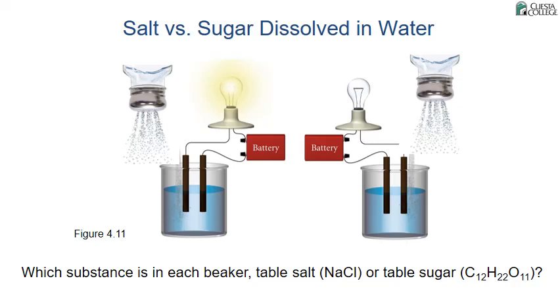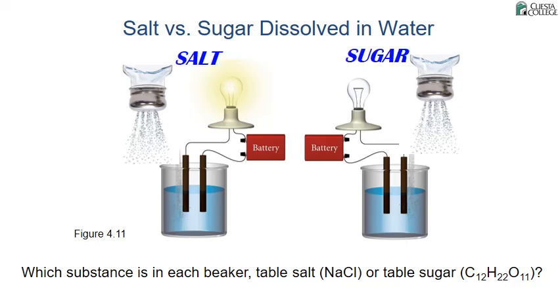This figure shows two substances coming from the shakers into beakers of water. They're being tested by an electrolyte tester, where there's a light bulb hooked up to a battery, and there are two electric leads that go into the solutions. Your job is to figure out which substance is in each beaker. Is table salt in the beaker, or is table sugar in the beaker? Pause the video, think it over for a moment, and then we'll discuss the answer.